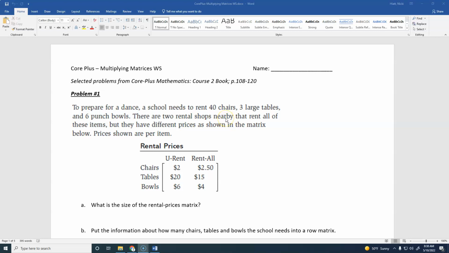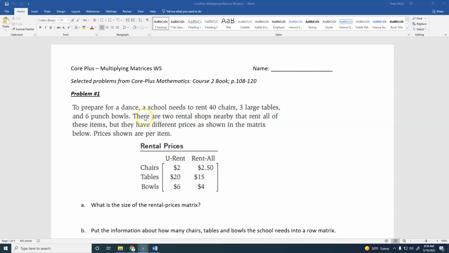So to prepare for a dance, the school needs to rent 40 chairs, 3 tables, and 6 punch bowls. They got 40 chairs, only 3 tables, and they need 6 punch bowls. I'm hoping they've already got some tables and chairs and they're just ordering extra, because otherwise they got 40 people and 6 bowls of punch, which is a lot of punch for 40 people.